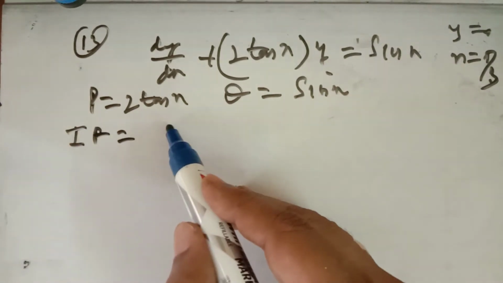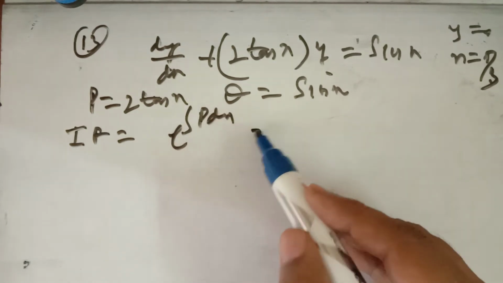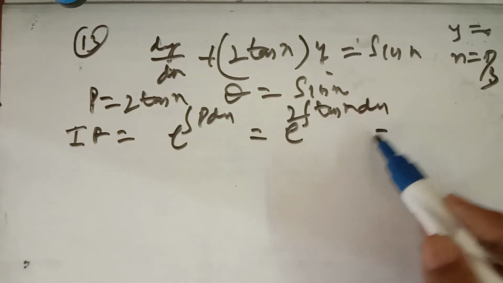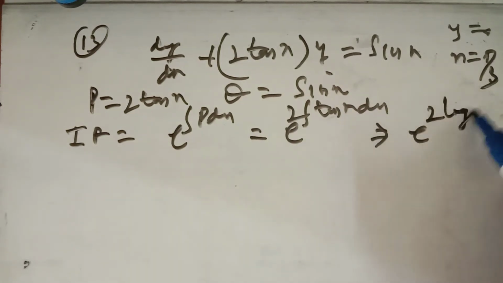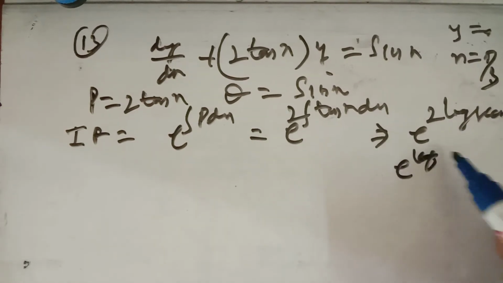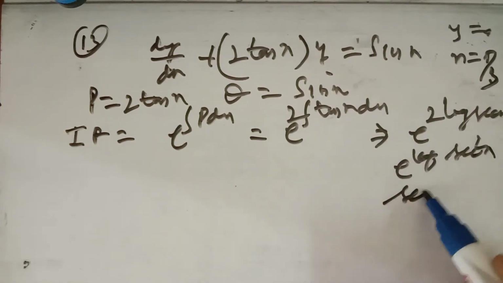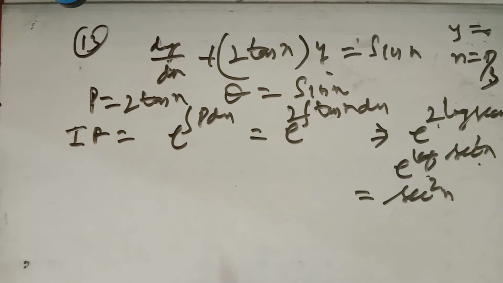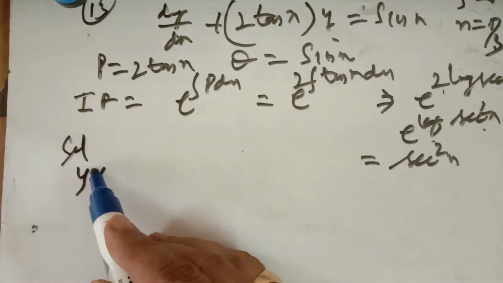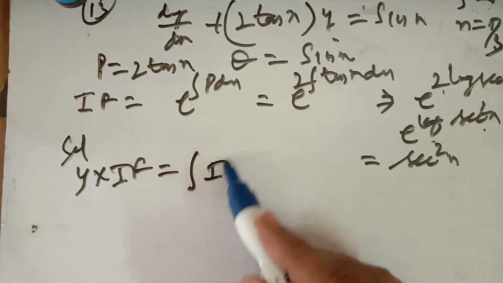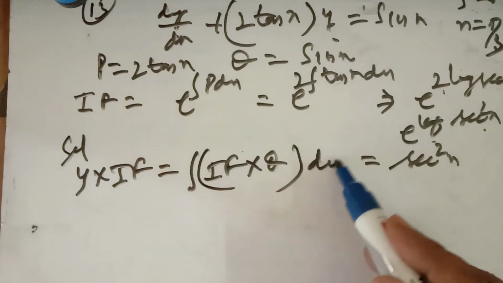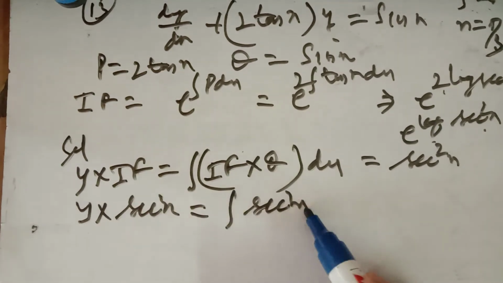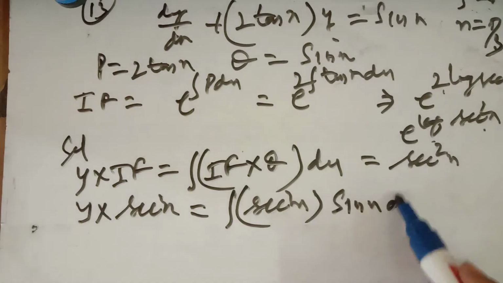So its integrating factor is e raised to the power integral of p with respect to x, e raised to the power integral of 2 tan x with respect to x. Integration of tan x is log sec x, and you use the properties of the log, sec square x you will get, and this is the integrating factor. Now the solution is y into integrating factor is equal to integral of integrating factor into q with respect to x. So integrating factor is sec square x, and q here is sin x.